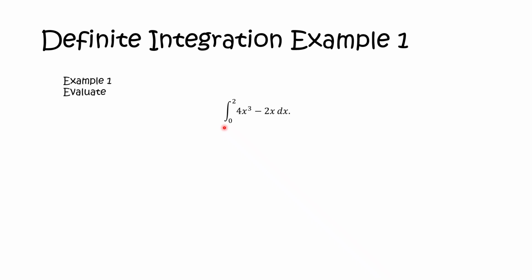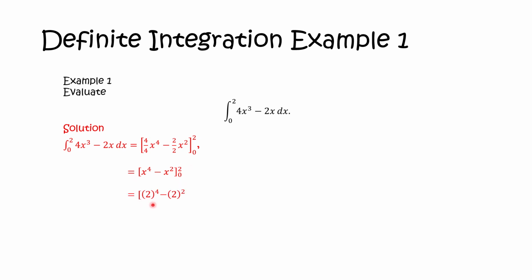Example 1, we are asked to evaluate the integral from 0 to 2 of 4x cubed minus 2x dx. So the solution, we would go about it by integrating the usual way. Recall from previous videos, when we are integrating, the power changes and we divide by the new power, so that we get x to the power 4 minus x squared. So we still have 0 to 2.